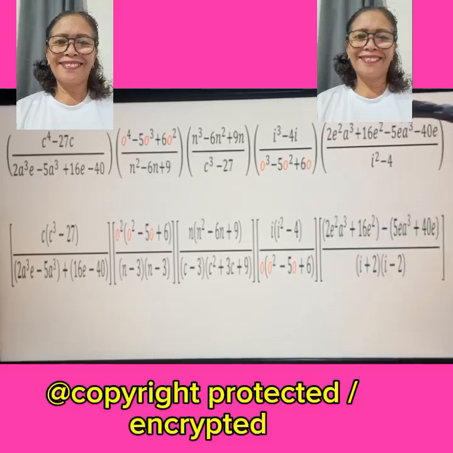Then, the last letter is E. There are 4 terms again. The same method, apply grouping techniques. The first group, we have 2A squared A cubed plus 16E squared minus the second group, 5EA cubed plus 40E divided by, since I squared minus 4, another example of difference of squares. The factors are I plus 2 times I minus 2.